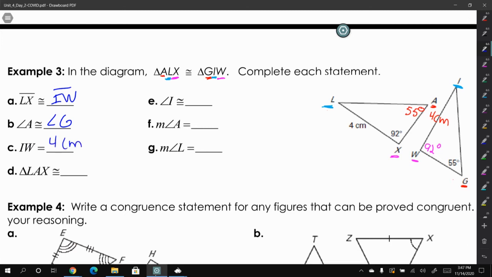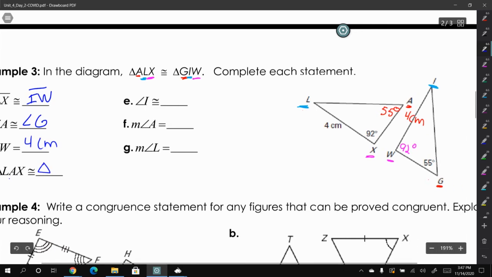D says triangle LAX is congruent to triangle... Well, LAX goes from the one I underlined in blue to red, because that's A, and then to pink. So I have to go in the same order. So I'll start with I, and then go to red, so G, and end with the pink, W.